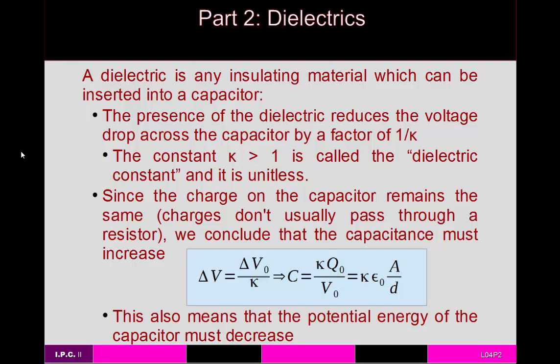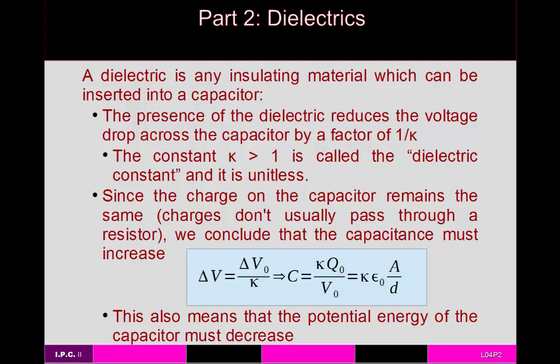And basically, a dielectric is any kind of insulating material that you can insert into a capacitor. So basically a dielectric means it's an insulator. And what happens is when you insert the insulator between the two plates of your capacitor is that you reduce the voltage drop across the capacitor by some factor 1 over kappa, where kappa is some constant for the material called the dielectric constant, so a unitless quantity.